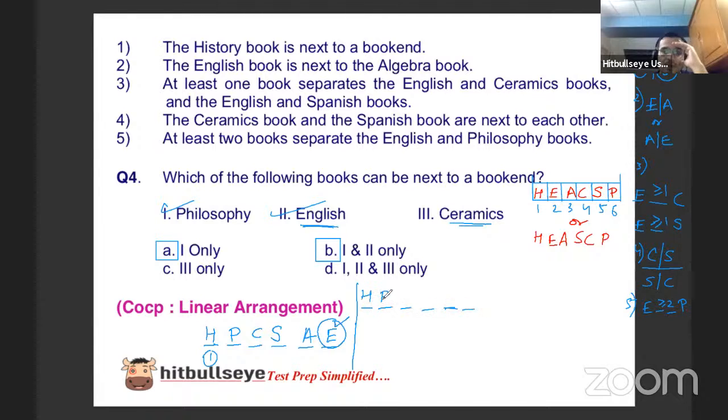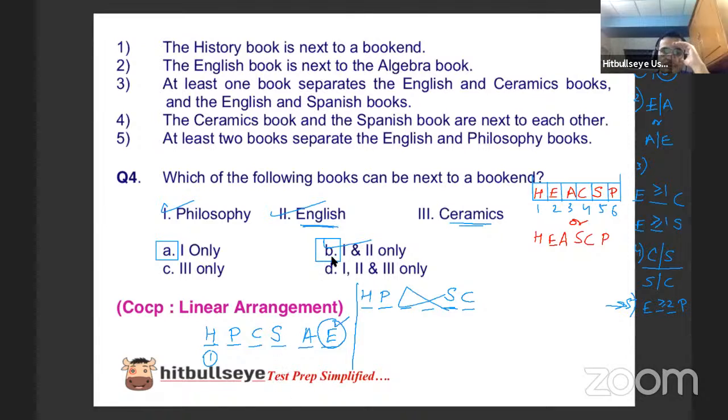P placed. Now, in order to make my ceramics over here, I know that E, C and S should also come together. Let's try to do that. Okay, only 2 are left now. E and P should be greater than or equal to 2. So now this fifth condition will not be satisfied. E and P should have a difference of at least 2. So hence I cannot bring ceramics on the end, which means only P and E. B is the right answer.